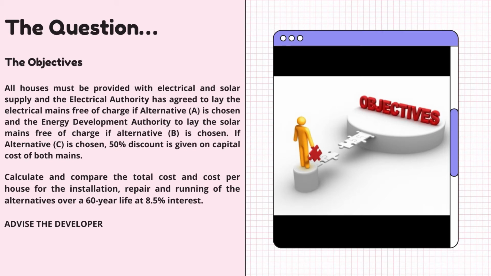Calculate and compare the total cost and cost per house for the installation, repair, and running of the alternatives over a 60-year life at 8.5% interest. Advise the developer. It is understood a comparison of all three alternatives on the life cycle costing must be made in order to advise the client on which alternative shall best be chosen.